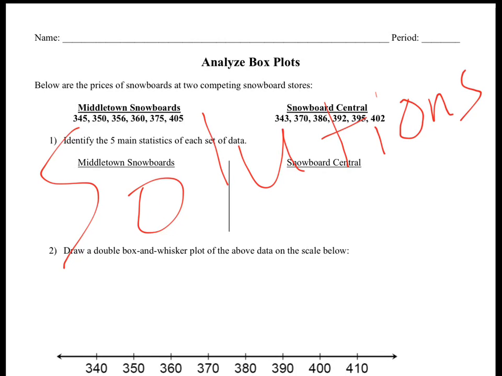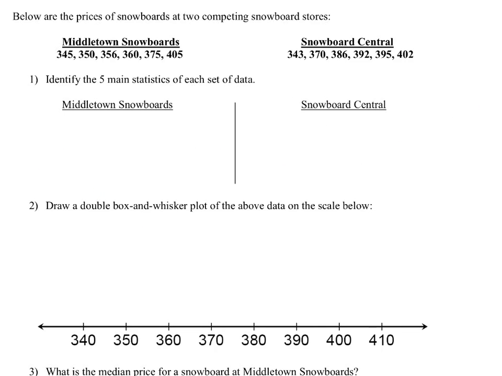Alright, it's time for the sessions for the analyze box plots assignment. So in this first section, you need to first get the 5 main statistics, the 5 number summary for each of these data sets. And you have the min, which for this guy is this lowest number here, 345.